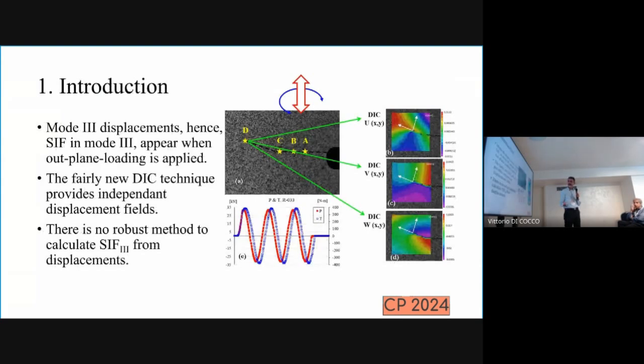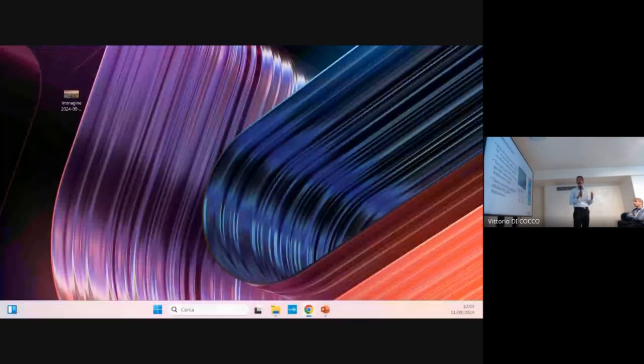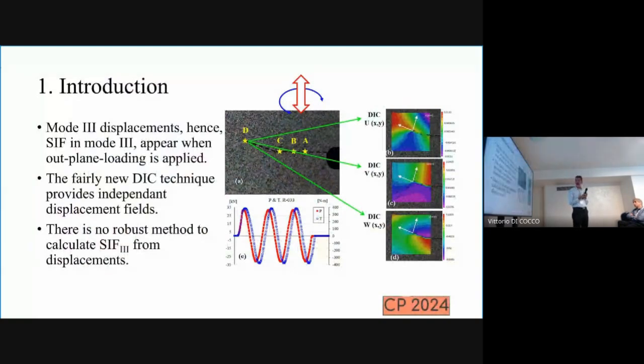Okay, so if you have a sample and you apply out-of-plane loading, it's going to show out-of-plane displacements, of course, right? And so the idea is that I was working a few years ago with this data, and we were using an over-deterministic method for modes 1 and 2, and I realized that some samples also exhibited mode 3 displacements. And we didn't have the same over-deterministic method to calculate the SIFs in mode 3.